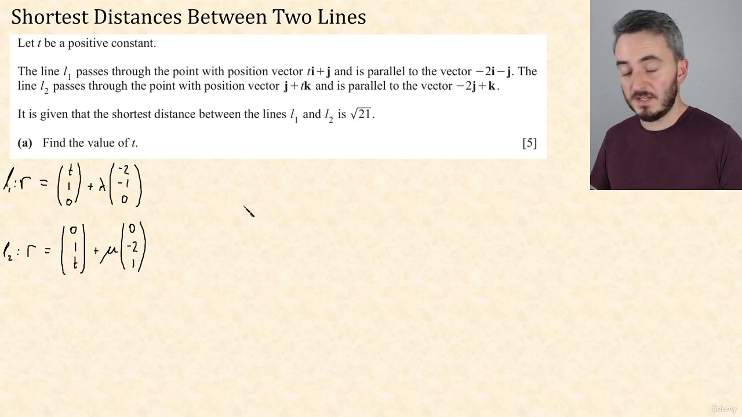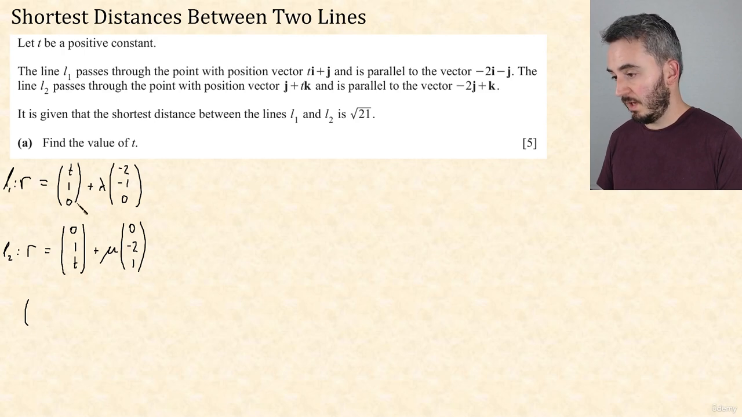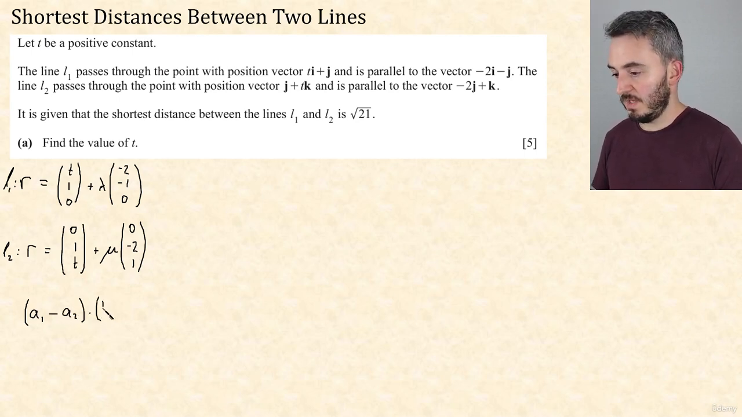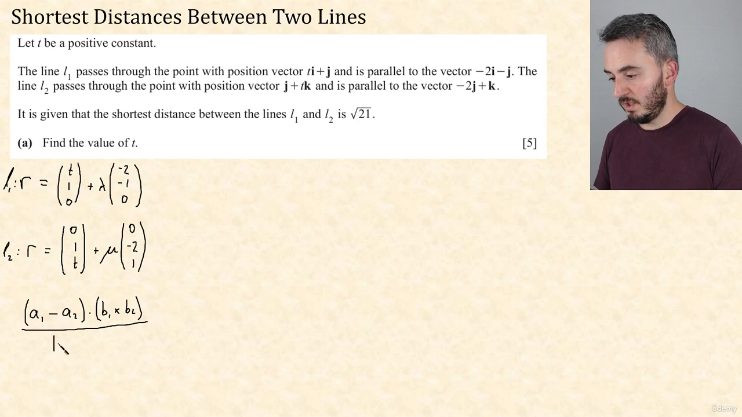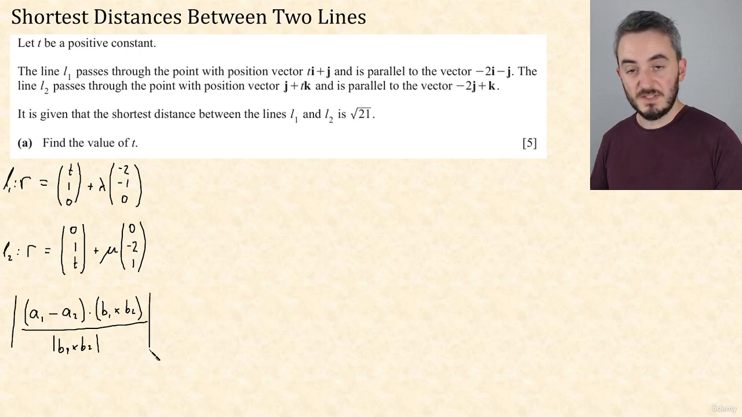Okay, so we just need to set up our formula, which as a reminder is one position vector minus the other, so a2 minus a1, a1 minus a2, it doesn't matter, dotted with the directions crossed. That was B1 crossed B2, B2 crossed B1, doesn't matter, all over the modulus of B1 crossed B2. And if you find that's negative, you just stick it in a modulus. So let's work all of these things out.